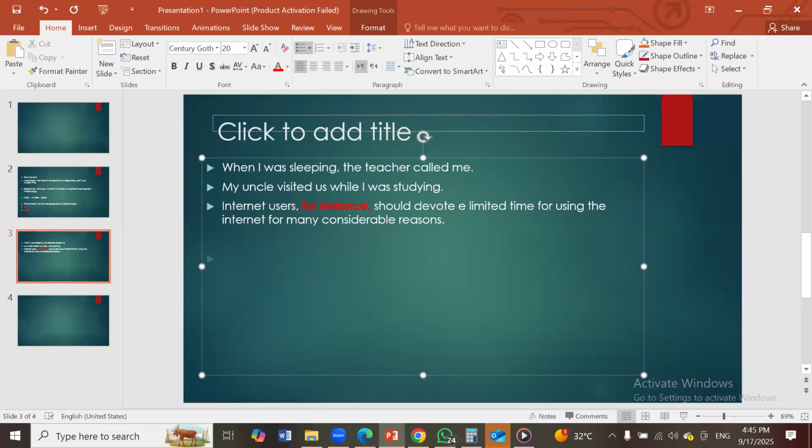Let's make another parenthetical sentence. If for instance is at the beginning, it is followed by a comma; in the middle of the sentence, it goes between two commas. And does this apply to the other words as well? Yes.